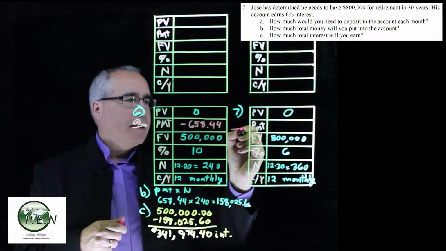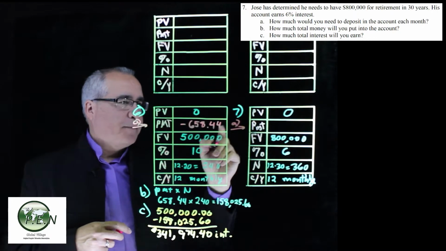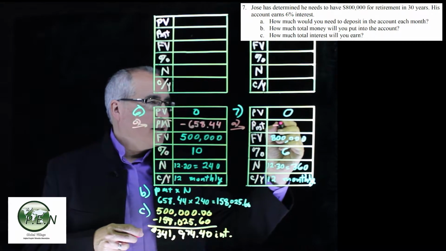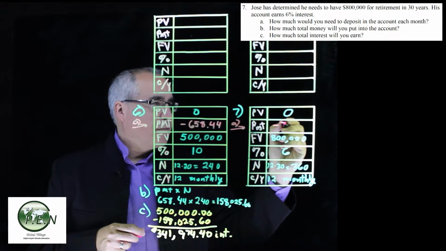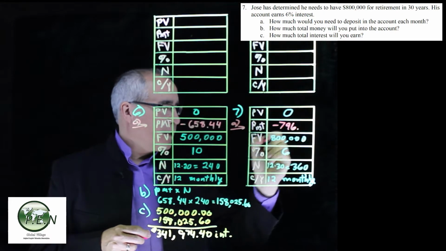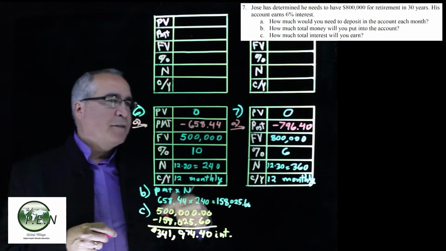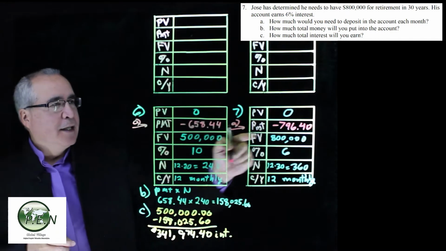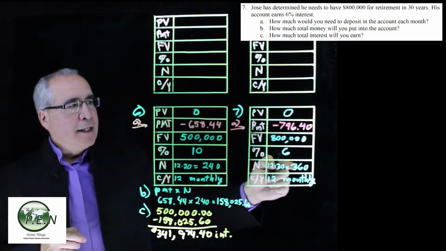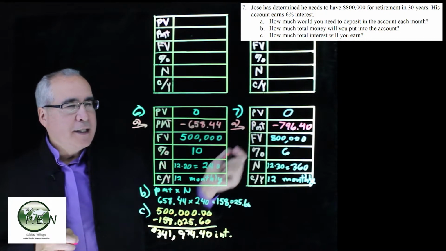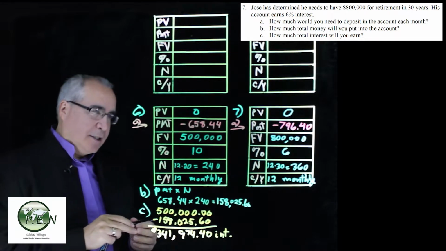This will give us the A part. So we click the button payment, and it tells us that we just need to put in $796.40, for Jose. Okay, about $150 more each month, and he's going to end up with more. He's got more time to do it. That's also going to help him, but he's got a lower interest rate.